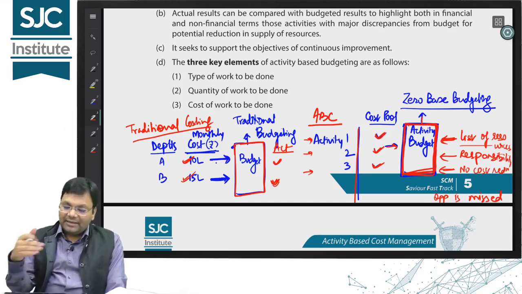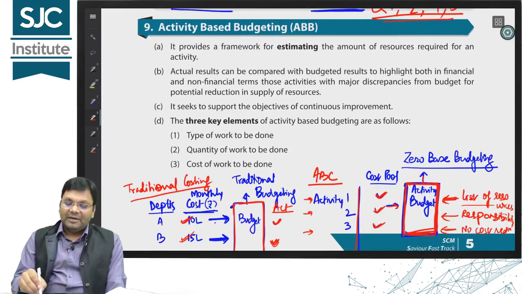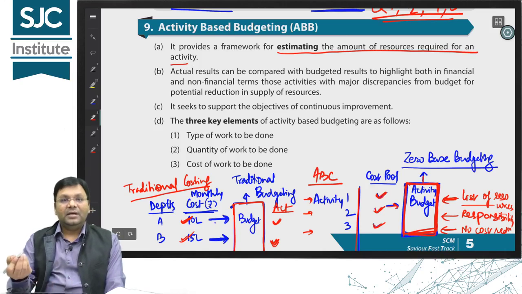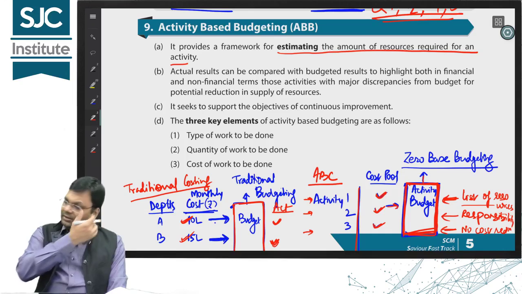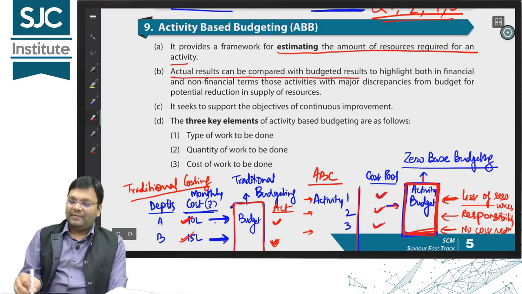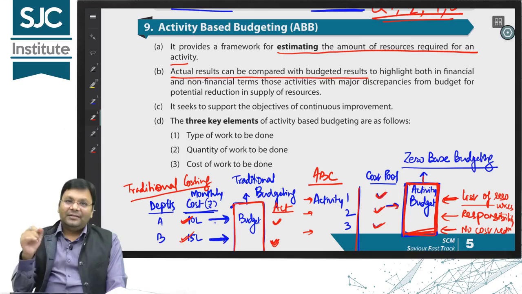Okay, so now let us recollect what is all written over here. Budgeting is providing a framework for estimating the amount of resources required for an activity. You see, we say estimating the amount of cost, or you can also say estimating the amount of resources, because resources always come at cost. Then the best use of budgeting is that actual results can be compared with budgeted results to highlight why the deviation exists.